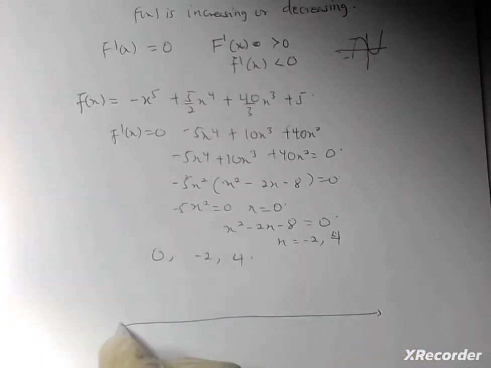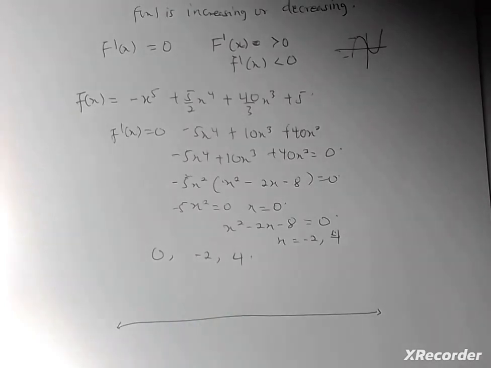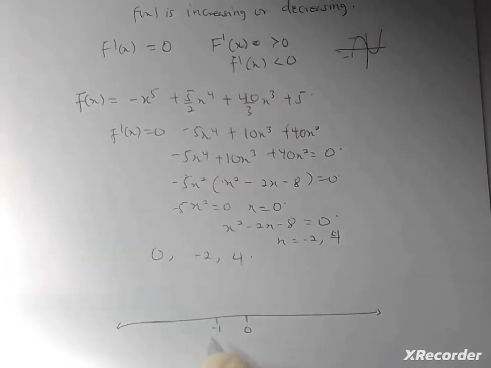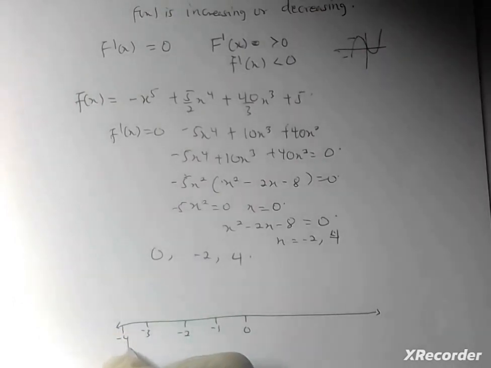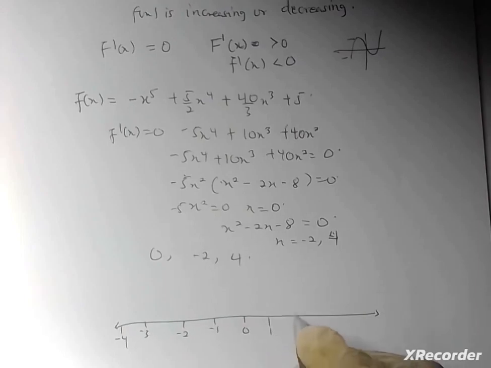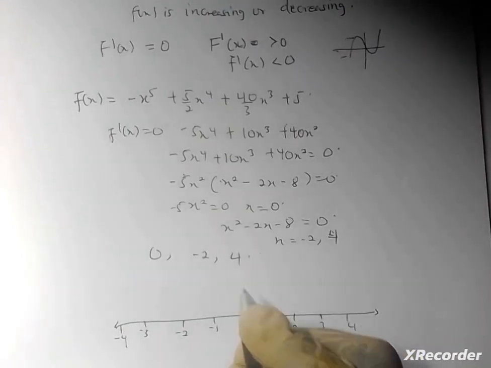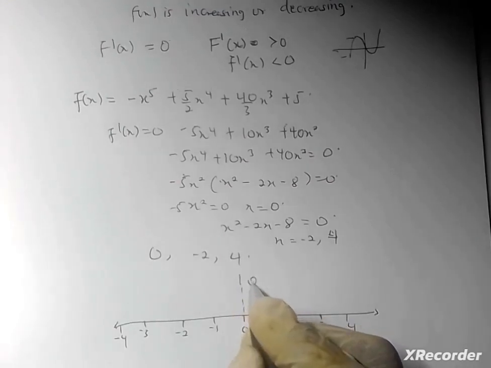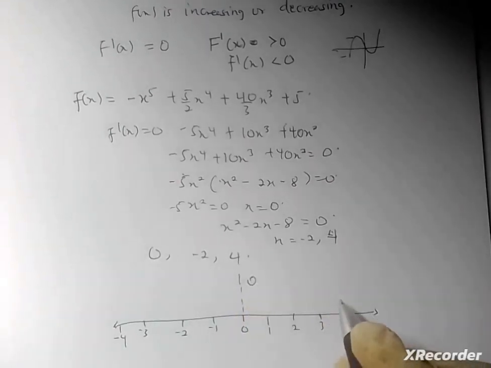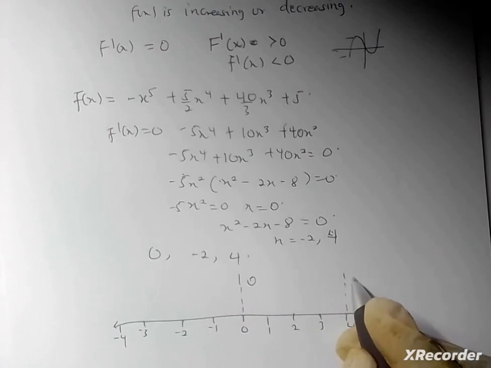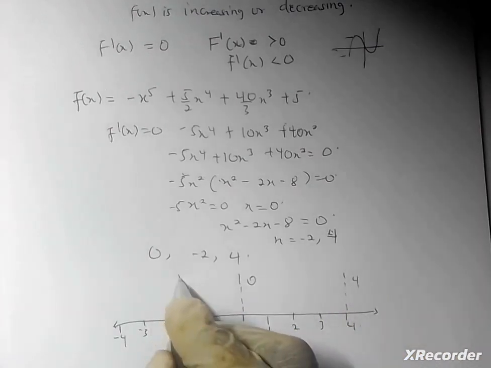We want the interval. On this number line, we're going to represent the critical points. So here will be 0, negative 1, negative 2, negative 3, negative 4. I'll have here 1, 2, 3, 4. 0 is one of my critical points, 4 is one of my critical points here, then negative 2 is another critical point I have here.